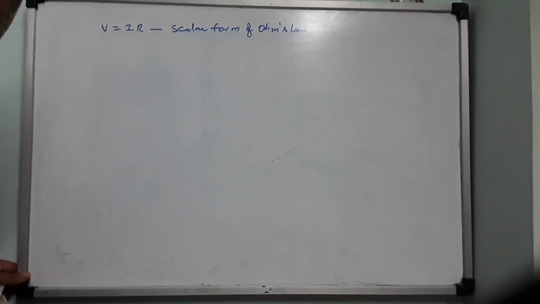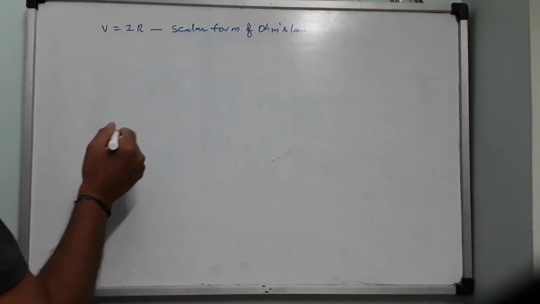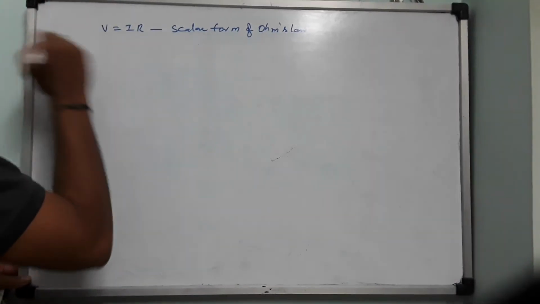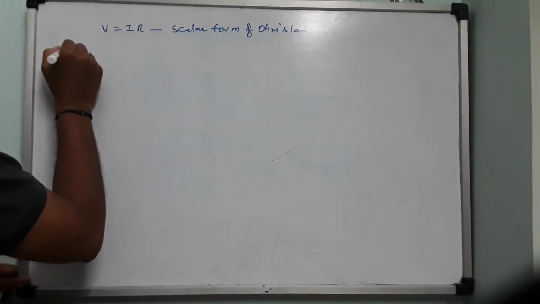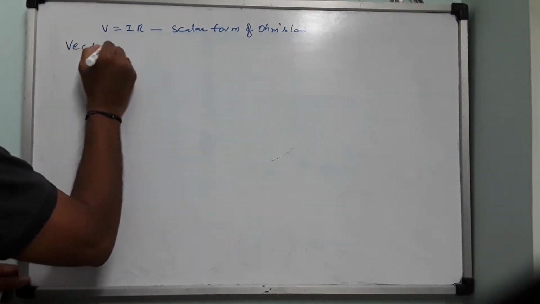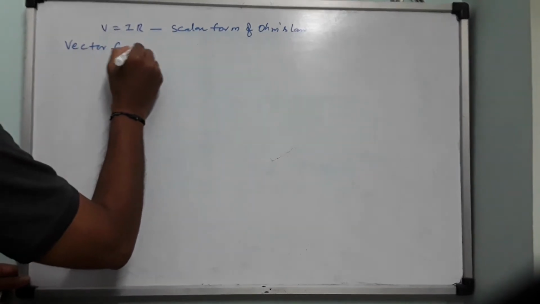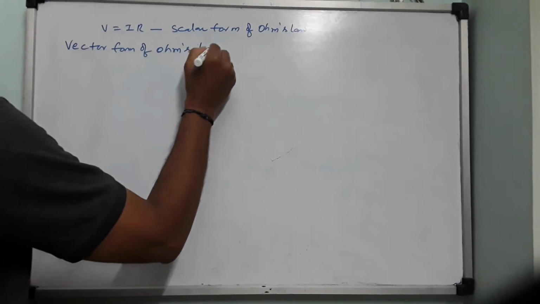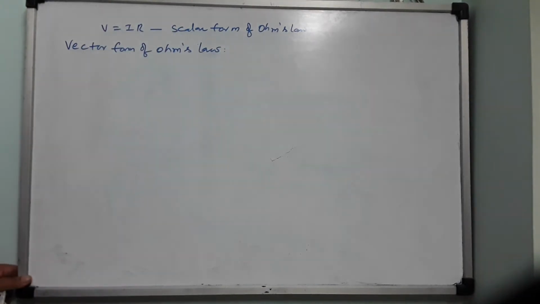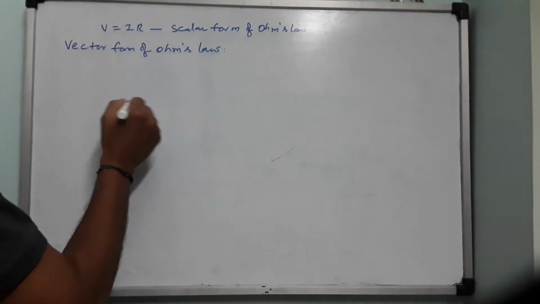We also can derive the vector form in terms of the current density vector. Okay, let me write the subheading: vector form of Ohm's law. Right? We begin with this equation.